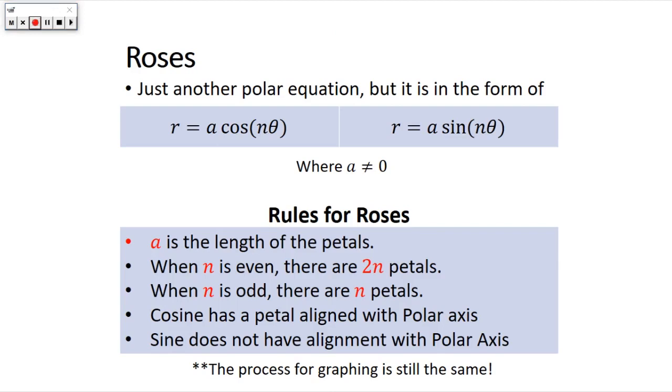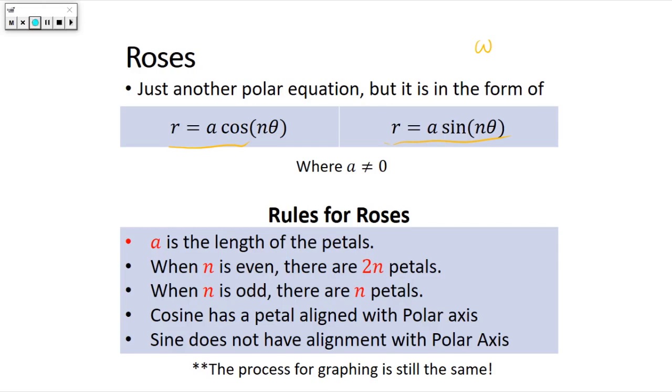Okay, so this next one we're going to look at is roses. This is an entirely different looking graph. It's still a polar graph, but it's in a different sort of form. And the standard form we're going to see here is r equals a cosine n theta, or r equals a sine n theta, where there's a multiplier to the theta, some n value. This should remind you of omega when we're dealing with rectangular, just standard trig functions that we're graphing.